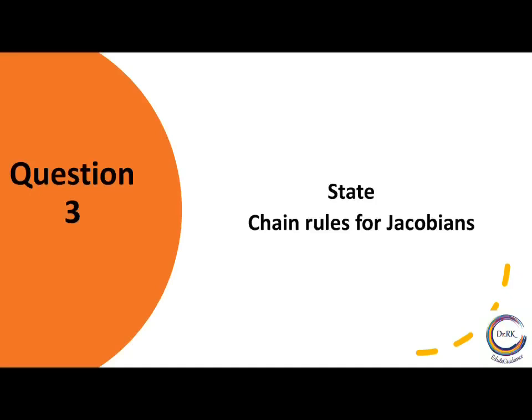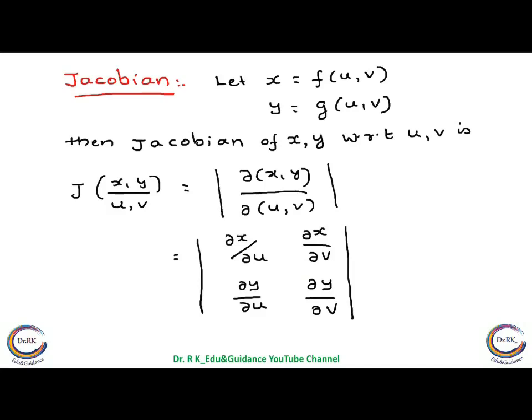So next, state chain rules for Jacobians. So to understand this question, first we need to understand what is Jacobian and how this chain rule, which is familiar in terms of our regular differentiation, works in terms of Jacobians. So now let us define Jacobian.